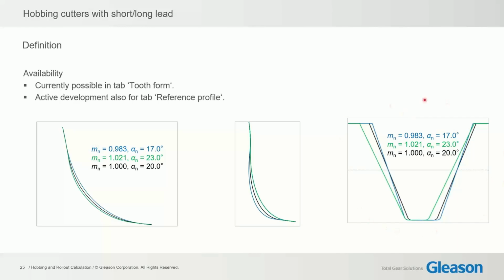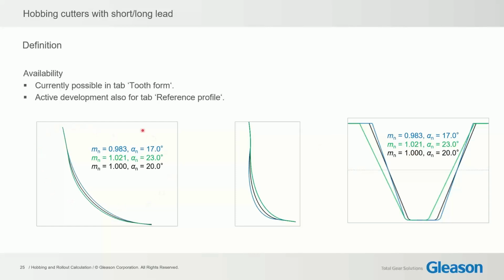So here on the right side, we see 3 different tools. We have our original tool, normal module of 1, pressure angle of 20. We have then 2 modified tools. One has a slightly higher pressure angle, one has a slightly lower pressure angle. And as a result, to have the same base pitch, the resulting module is also not identical to 1 anymore.